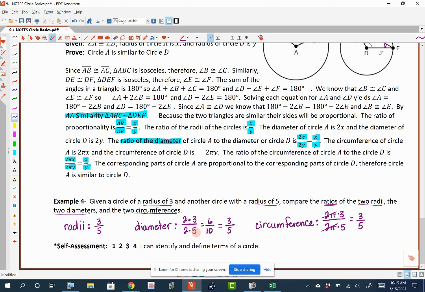I do want to see how you set up the ratio and that it's simplified, in this case, to 3/5. Same with your circumference. Set it up and let me see that you simplified it to give you the same ratio.